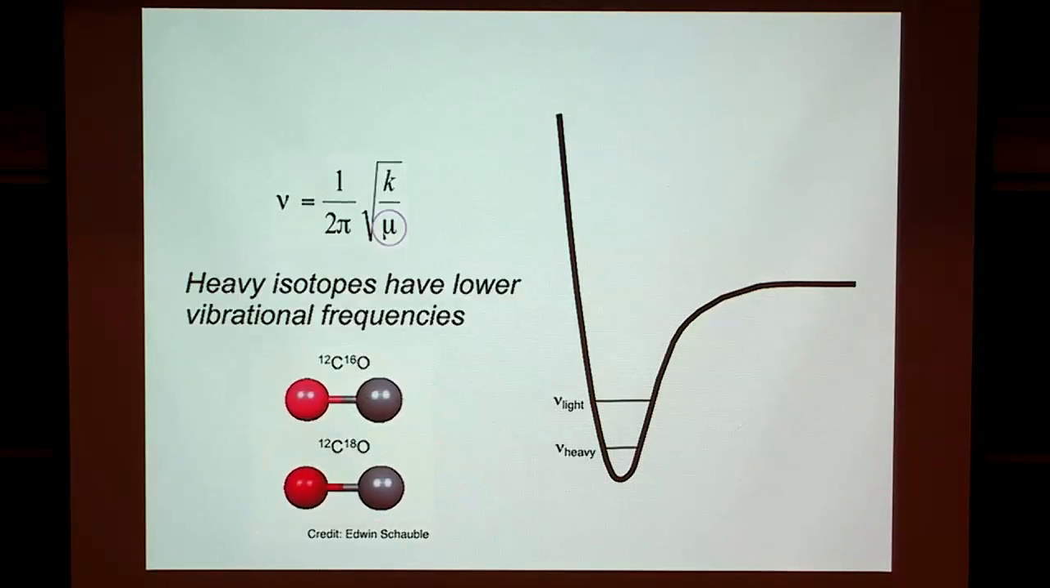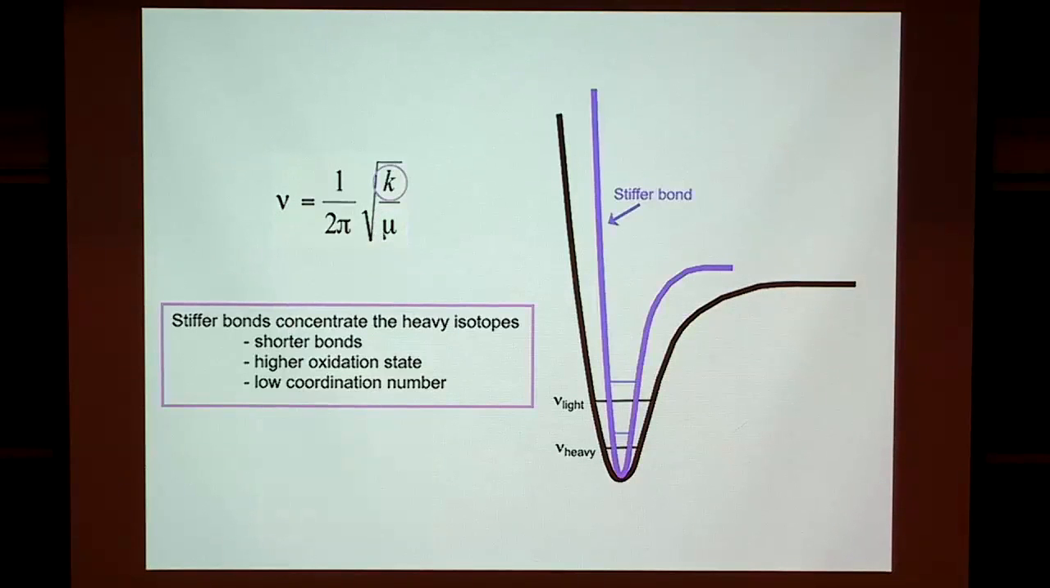So Edwin Schauble made this very exaggerated cartoon, just basically showing that the heavy isotope will have a lower vibrational frequency than the light isotope, okay? And this is at the 0-point energy. So when we put a stiffer bond on a diatomic molecule, right, we have a difference in the vibrational frequencies, the heavy isotope and the light isotope. And what happens is that the stiffer bonds will concentrate the heavy isotope. It wants to minimize its energy. So a heavy isotope will preferentially go to the stiffer bond. And stiffer bonds are associated with all sorts of different traits, including they're shorter. The higher oxidation state will have a stiffer bond. So now you're thinking higher oxidation state will preferentially take the heavier isotope. And the lower coordination number.